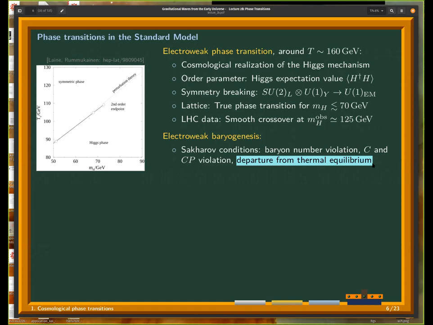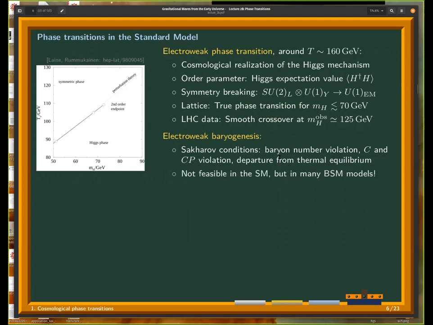So if the electroweak phase transition were of first order, then it would realize this out of equilibrium condition and might provide the possibility to generate the baryon asymmetry at that time. But unfortunately, none of this is possible in the standard model because the Higgs mass simply is too large. It's an electroweak crossover, so there will be no signal in gravitational waves and also no electroweak baryogenesis in this simplest scenario just based on the standard model.